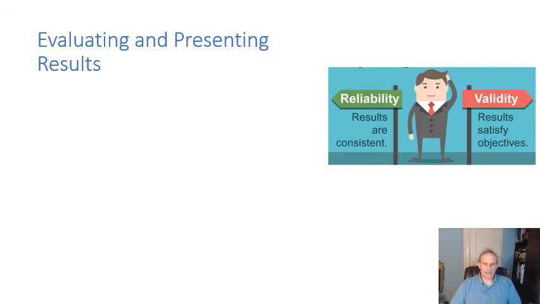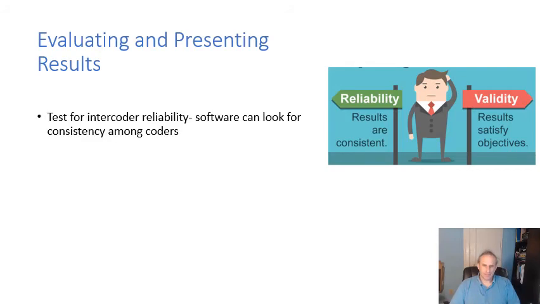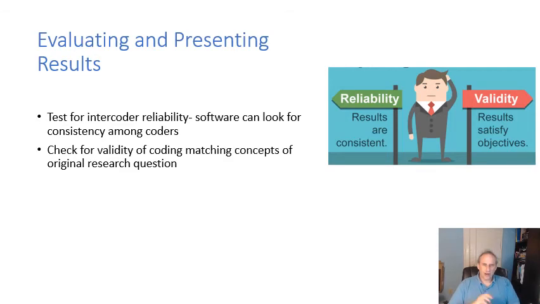Now, once you get those results, how are you going to evaluate them and present them? The first thing you want to do is do another check for intercoder reliability. One thing you can do, if you're doing more quantitative analysis, is the software can look for consistency amongst coders. You can also check for the validity of coding matching the concepts of the original research question. This isn't just, was there consistency, but was what you were looking for, did it really represent the concepts you were originally interested in? I.e., is it related to anything that's actually real?